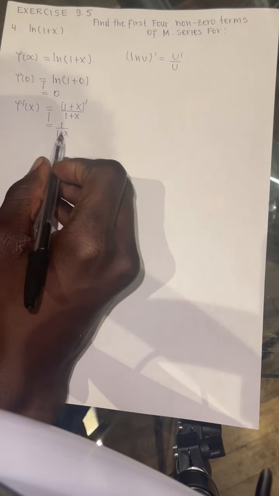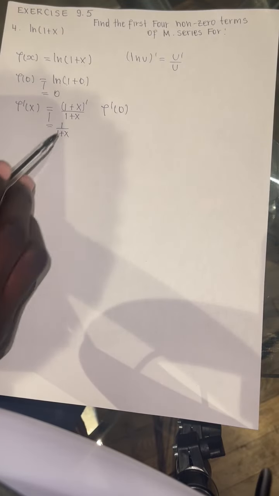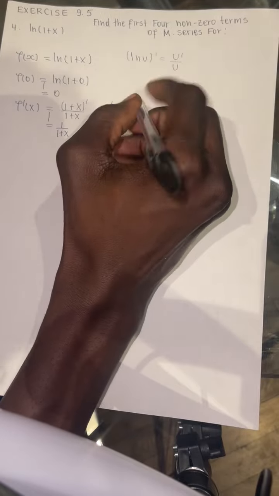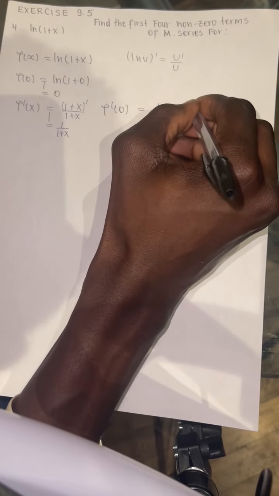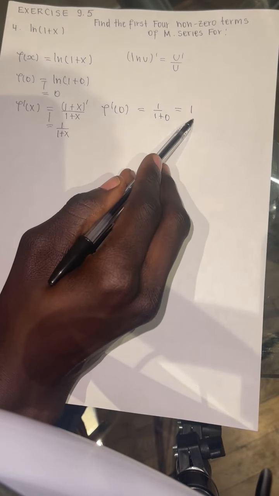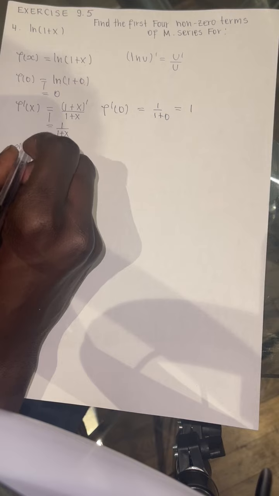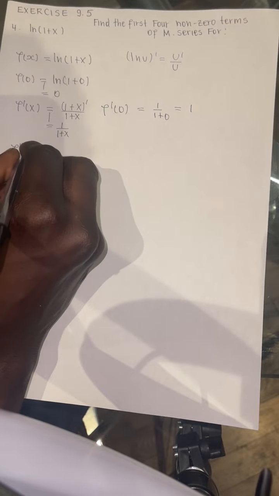So now we can find f'(0). It means where there is x, we're just going to put 0. So we're going to have 1 over 1 plus 0, so we find 1. So f'(0) is only 1. Now we have to find the derivative two more times. Why? Because the question has been asking up to 4, so we have to stop at the fourth.